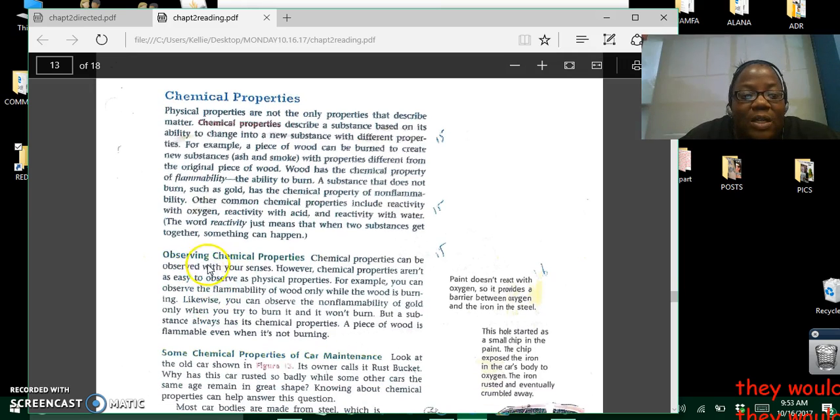Oh yeah. Observing chemical properties. Chemical properties can be observed with your senses. However, chemical properties aren't as easy to observe as physical properties. For example, you can observe the flammability of wood only while the wood is burning. Likewise, you can observe the non-flammability of gold only when you try to burn it and it won't burn. But a substance always has its chemical properties. A piece of wood is flammable even when it's not burning.